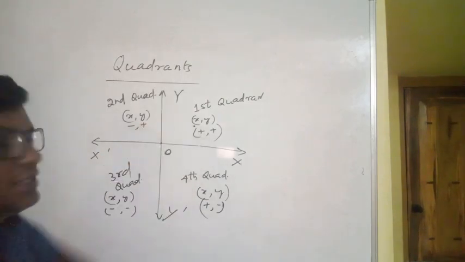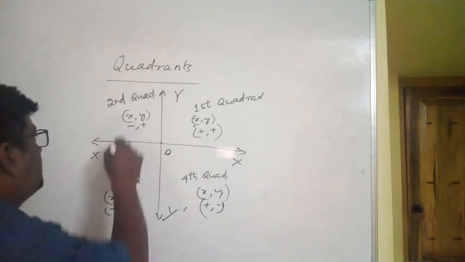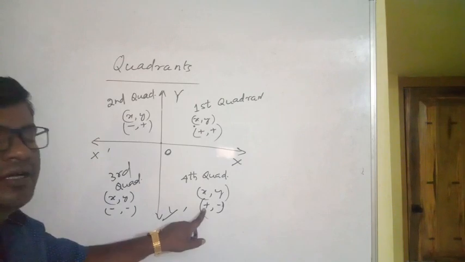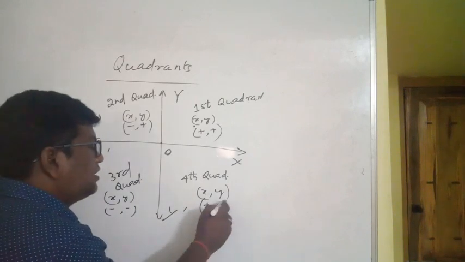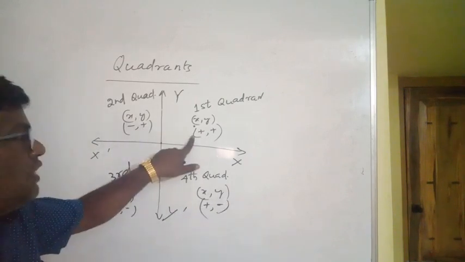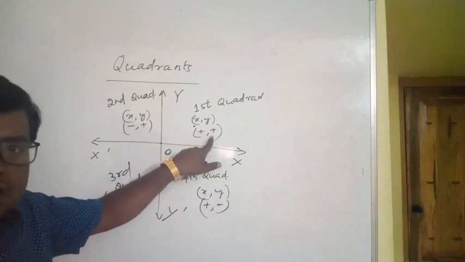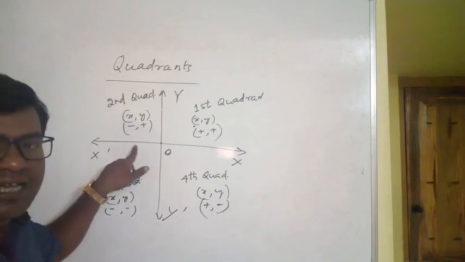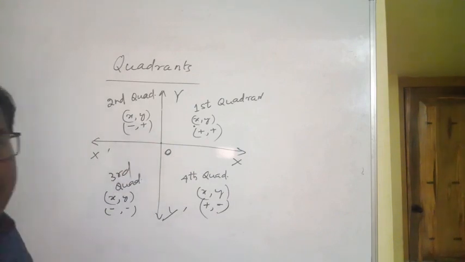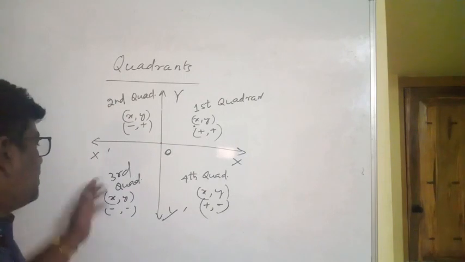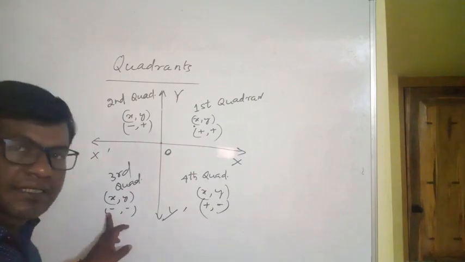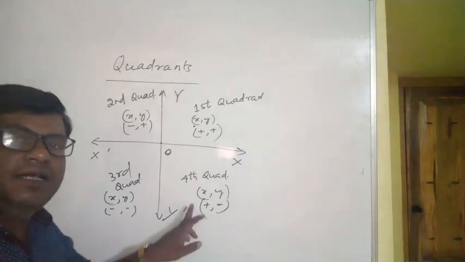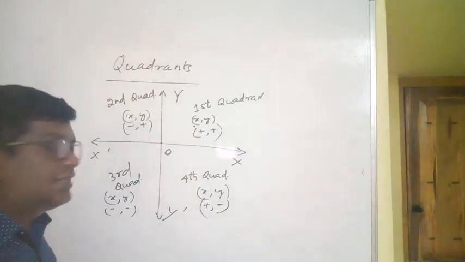First quadrant plus plus, second quadrant minus plus, third quadrant minus minus, fourth quadrant plus minus. That is, in the first quadrant, the first component is positive and the second component is positive. In the second quadrant, the X coordinate is negative and the Y coordinate is positive. In the third quadrant, X is negative and Y is also negative. In the fourth quadrant, X is positive but Y is negative.